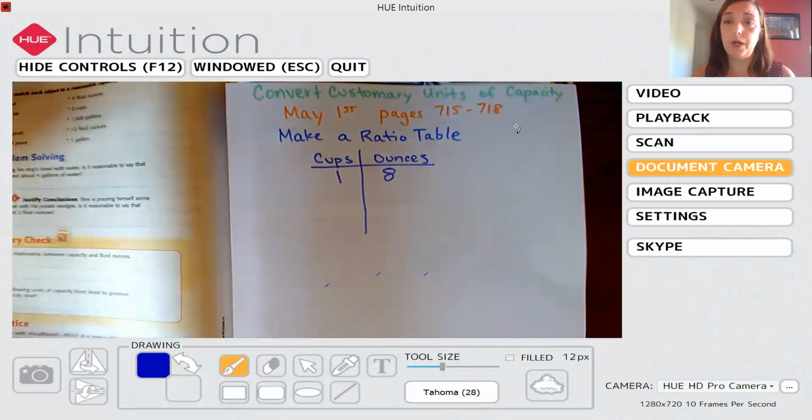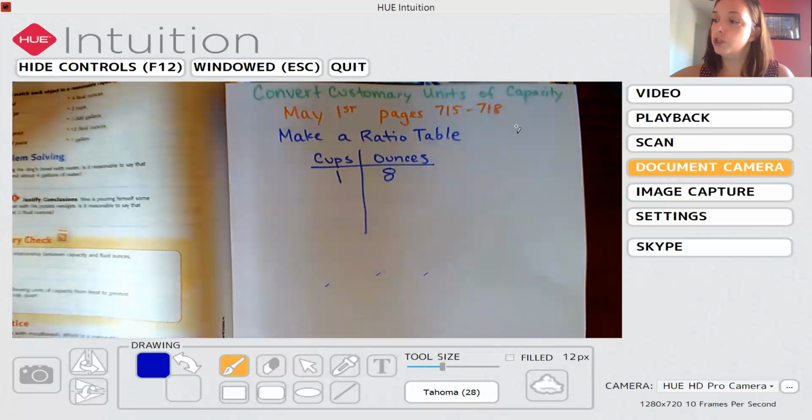So today we're going to talk about how we convert customary units of capacity from one to another. So just like we talked about converting units of length, sometimes when you measure something, you actually find out that you need it in a different unit. So you change the units. So we're going to talk about how to do that.